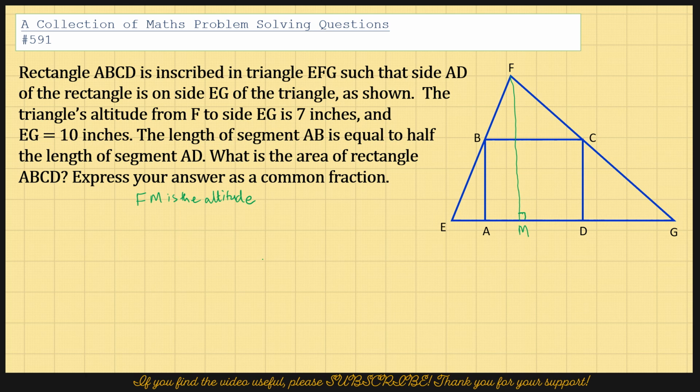And so is FN. So instead of saying FM, I can say FNM is the altitude. So FN is perpendicular to BC and FM is perpendicular to EG.